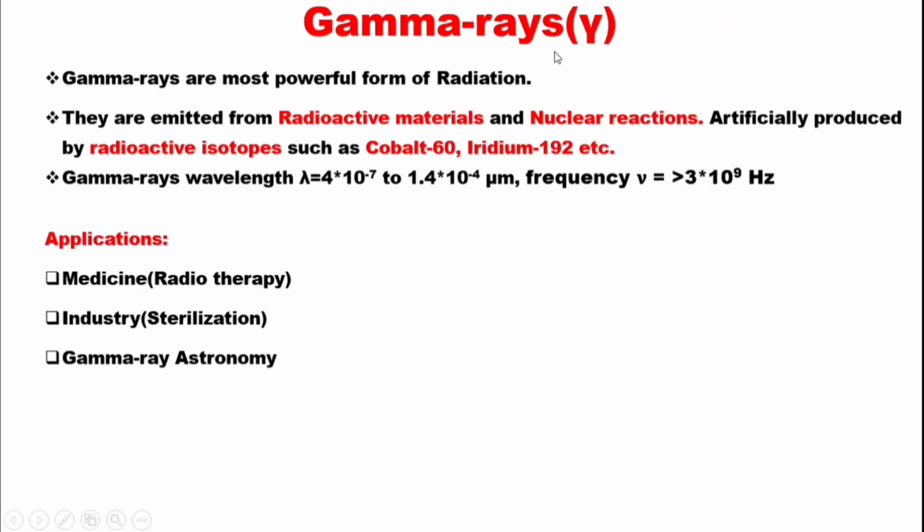Gamma rays are one type of electromagnetic radiation. Gamma rays are the most powerful form of radiation, and they have less wavelength and more frequency. They are emitted from radioactive materials and nuclear reactions, and artificially produced by radioactive isotopes such as cobalt-60, iridium-192, etc.